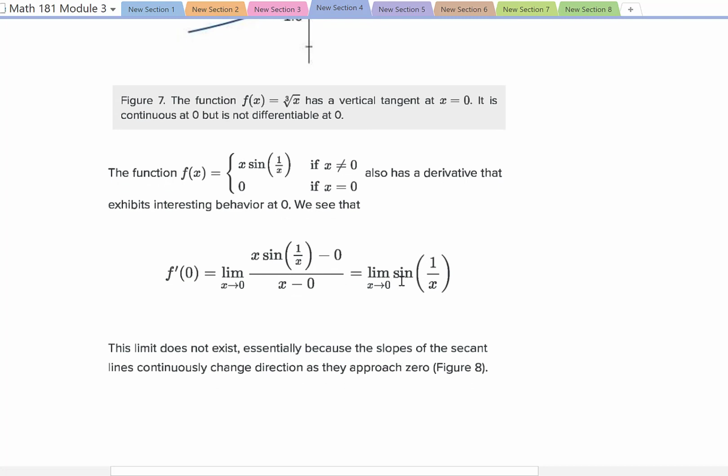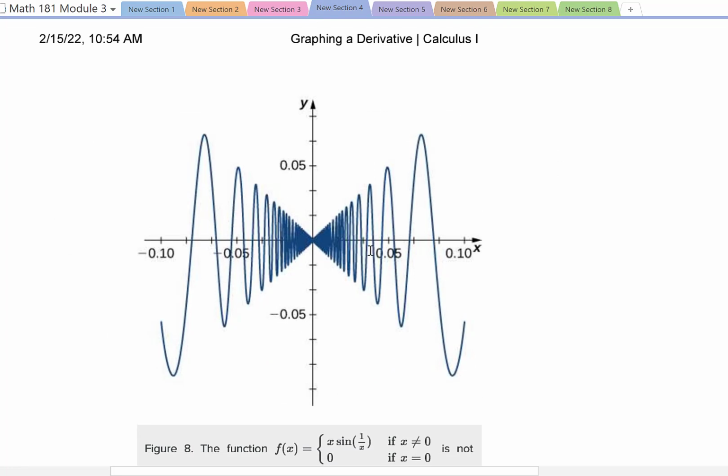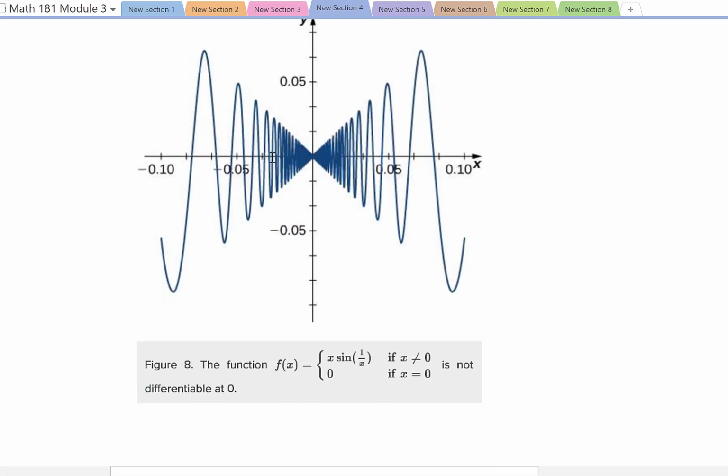And it's looking like the limit as x approaches 0 of sine of 1 over x. And we saw this one early in the course. This has a really interesting graph. If you recall, it does this. It never settles down. So this is also not differentiable at 0.